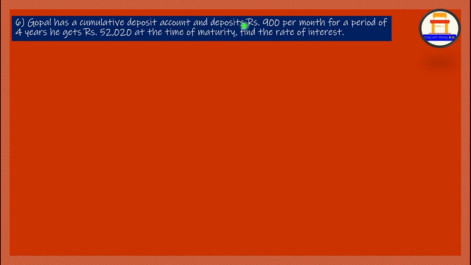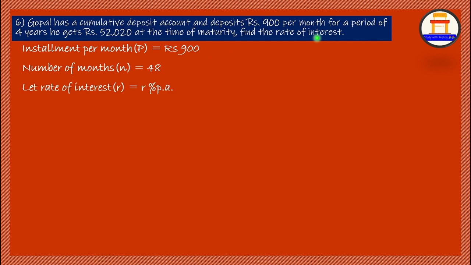Gopal has a deposit account and deposited rupees 900 per month for a period of 4 years. He gets rupees 52,020 at the time of maturity. Find the rate of interest. R percentage again. Installment 900. Number of months 48 months, since 4 years means 4 into 12, 48. I have directly substituted here. And the rate percentage we have to find.